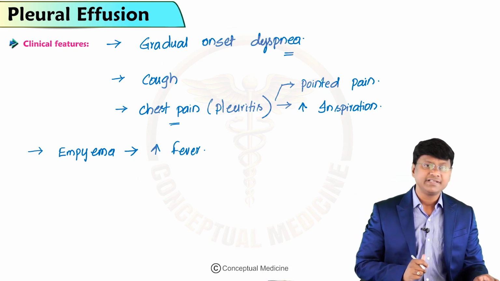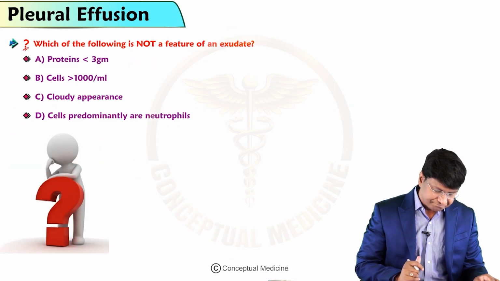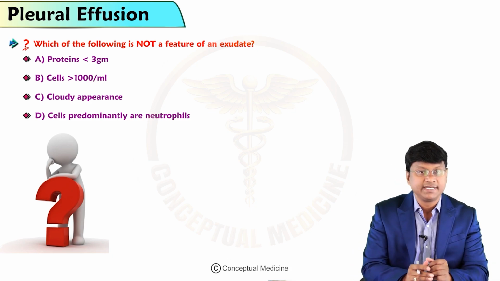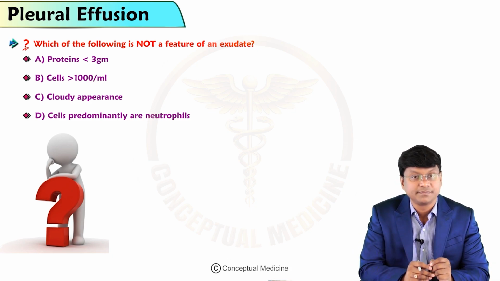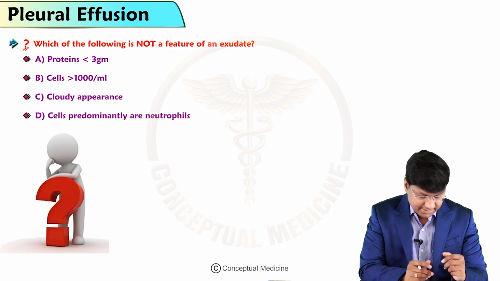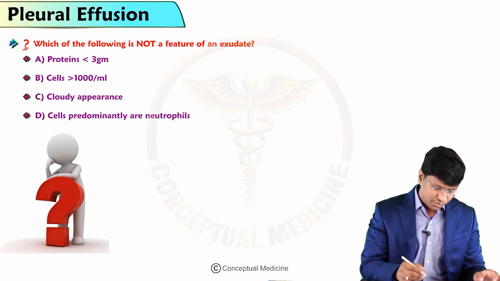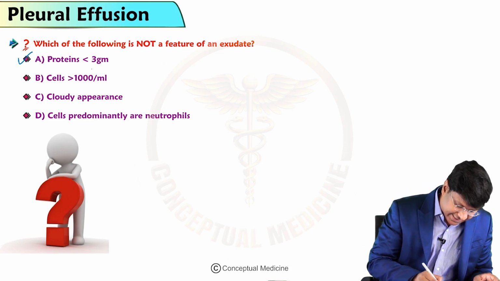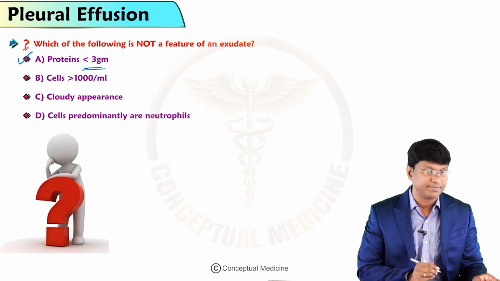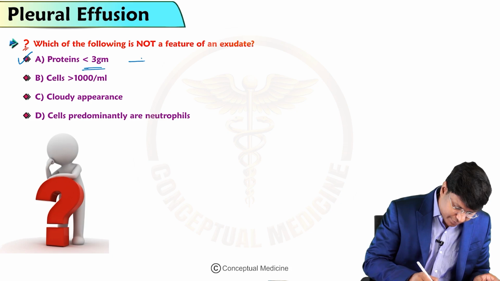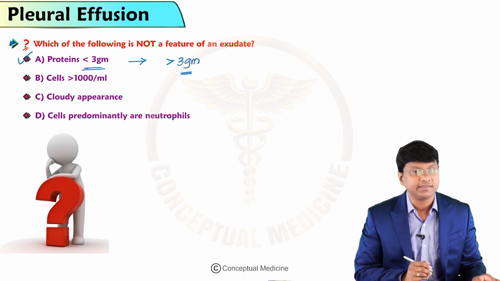Now, having said this, see a question here. Which of the following is not a feature of an exudate? Proteins less than 3 grams, cells more than 1000 cells per cubic millimeter, cloudy appearance, cells predominantly neutrophils. The answer here is proteins less than 3 grams, which is an incorrect statement. It is not a feature of exudate. Proteins should be more than 3 grams.